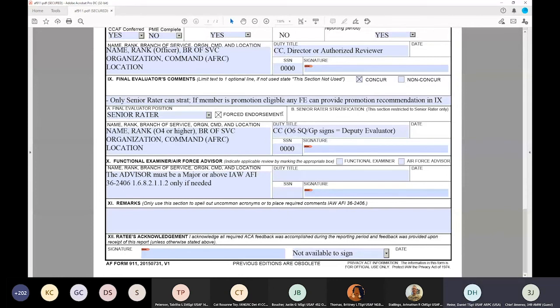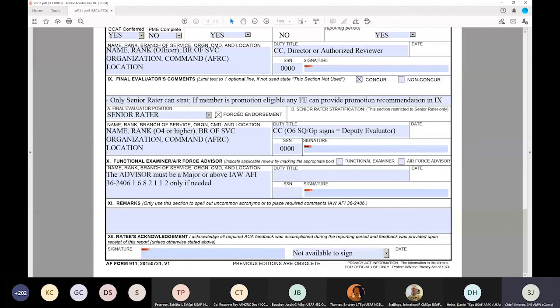So the forced endorsement is going to be used if the senior rater is forced to endorse the report because they are the first final evaluator in that member's chain of command. So that's the only time that a forced endorsement would be used. If there are any other final evaluators in that member's chain of command, then it should be sent back down to either the deputy or intermediate, and they would not be signing as a forced endorsement.